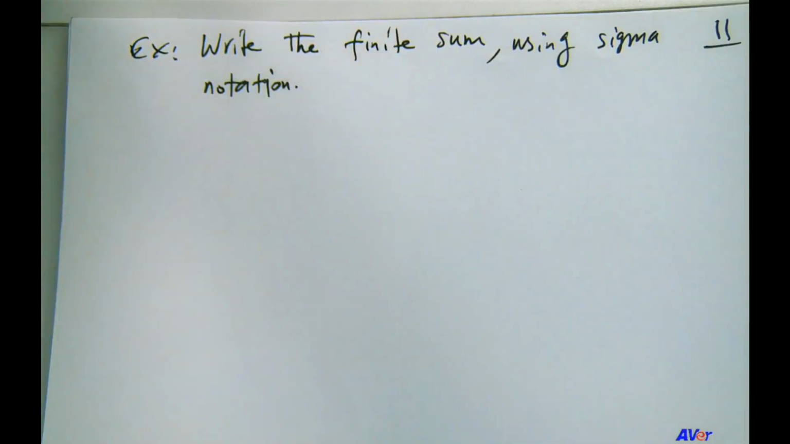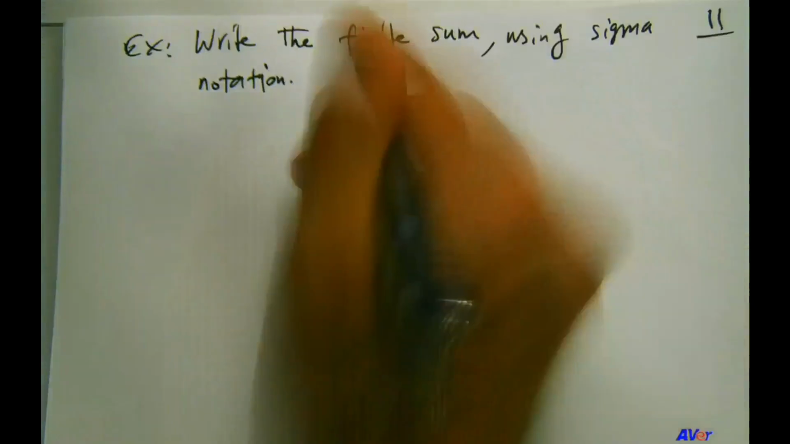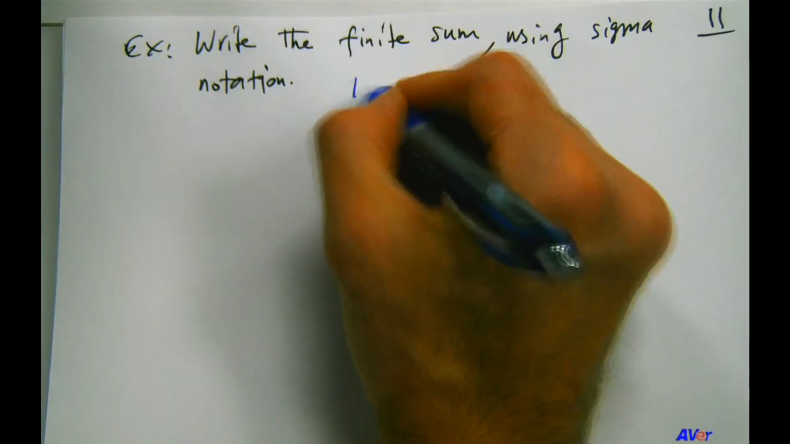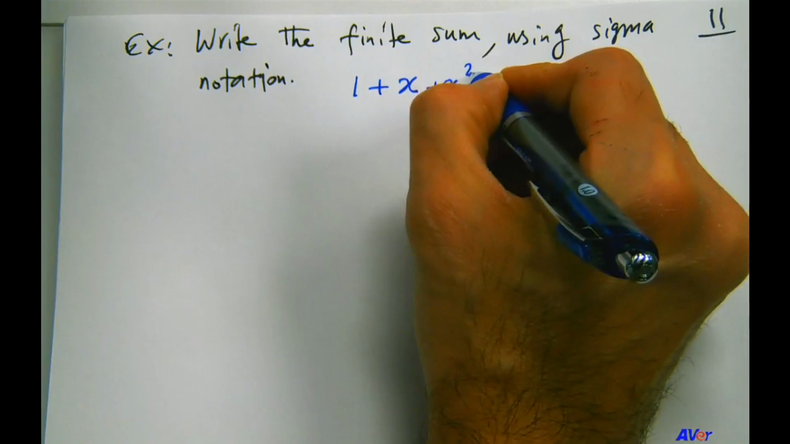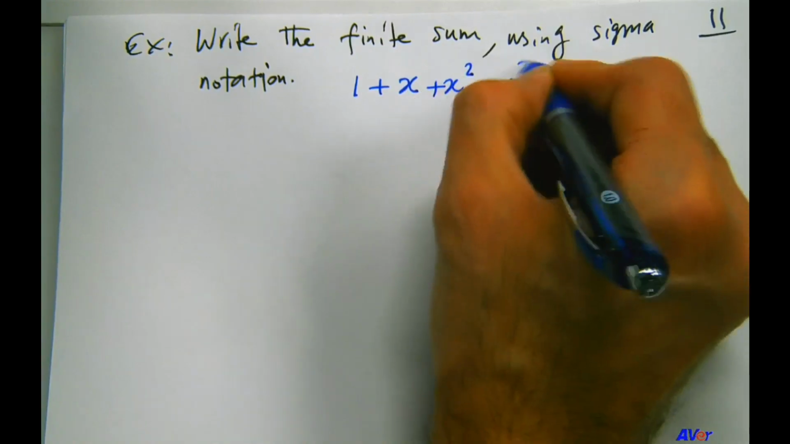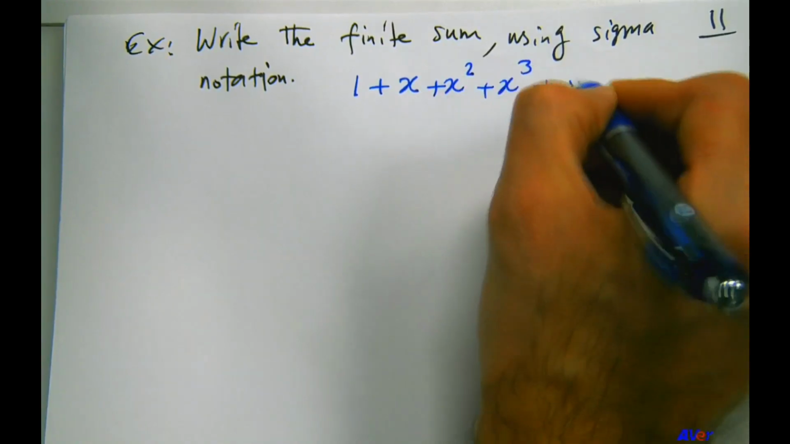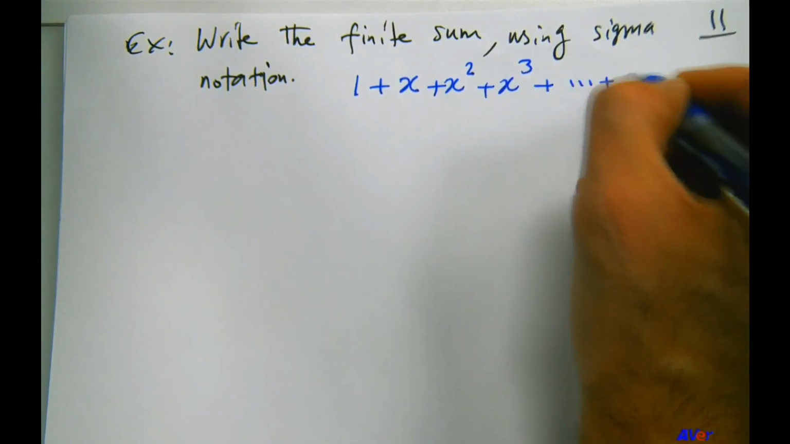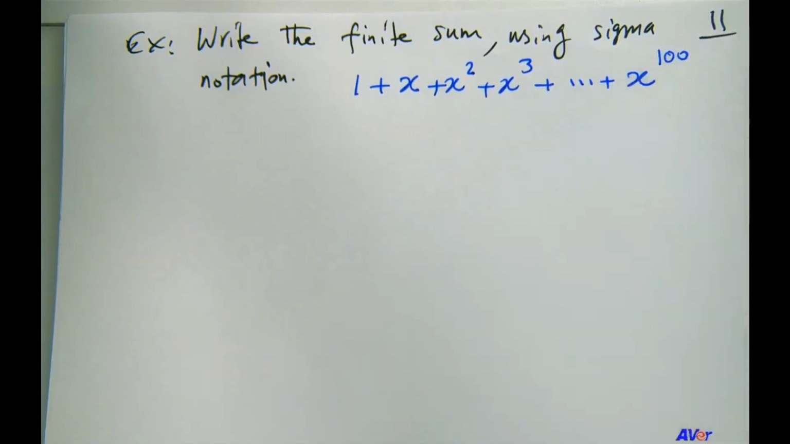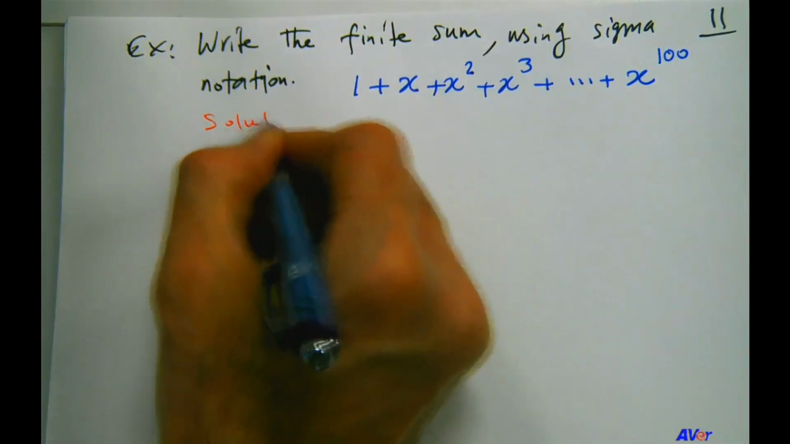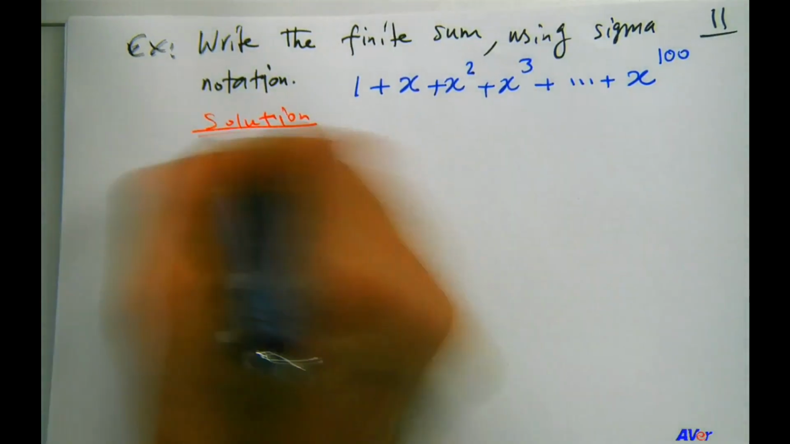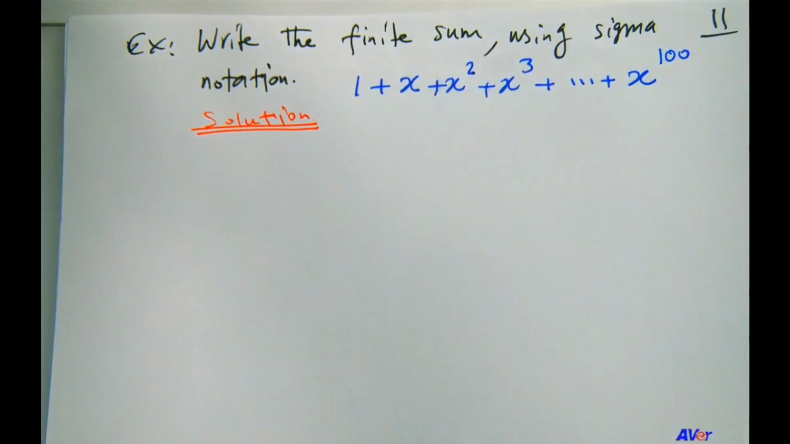Sigma notation, and here is the partial sum we are given: 1 plus x squared plus x cubed plus ... plus x to the 100th power. Okay, this one is really easy to see, right? Solution. We're going to write the same thing using sigma.